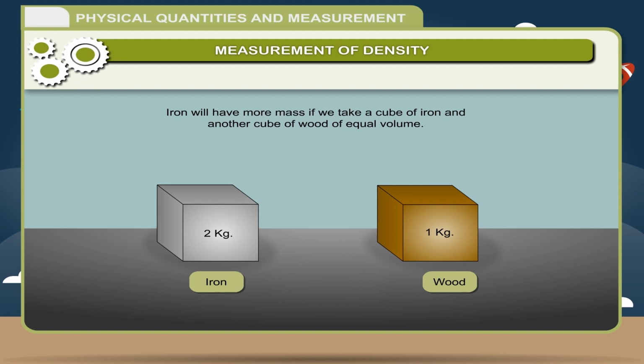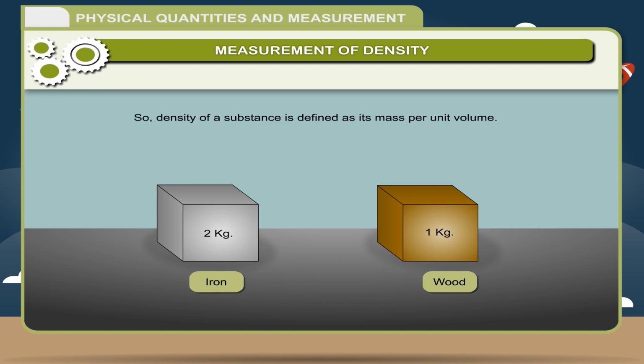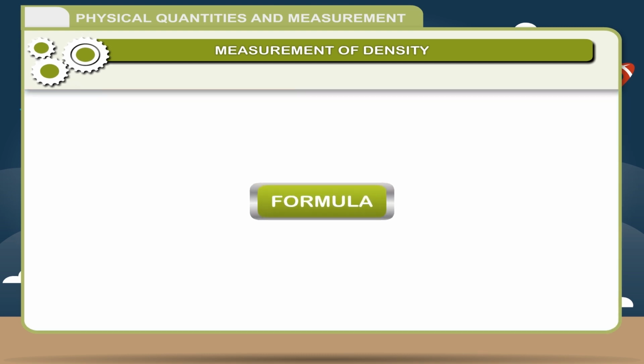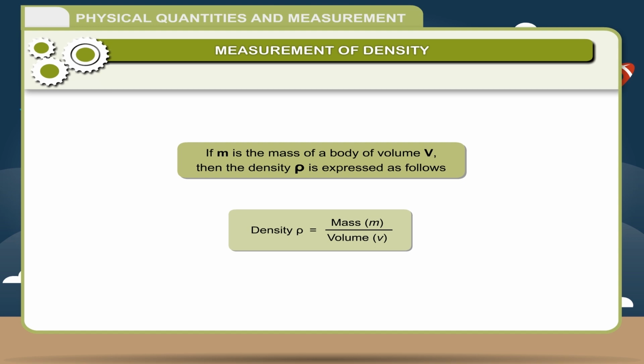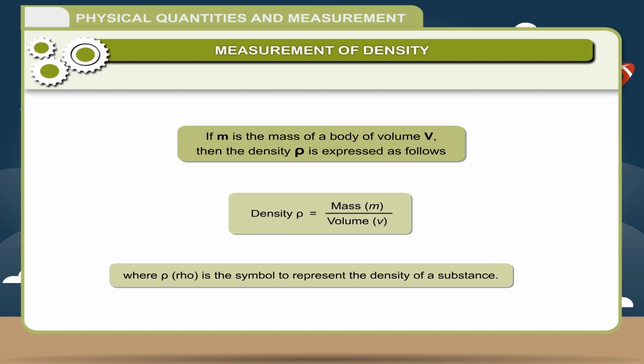Iron will have more mass if we take a cube of iron and another cube of wood of equal volume. So, density of a substance is defined as its mass per unit volume. Formula: if m is the mass of a body of volume V, then the density ρ is expressed as follows. Density ρ is equal to m divided by V, where ρ is the symbol to represent the density of a substance.